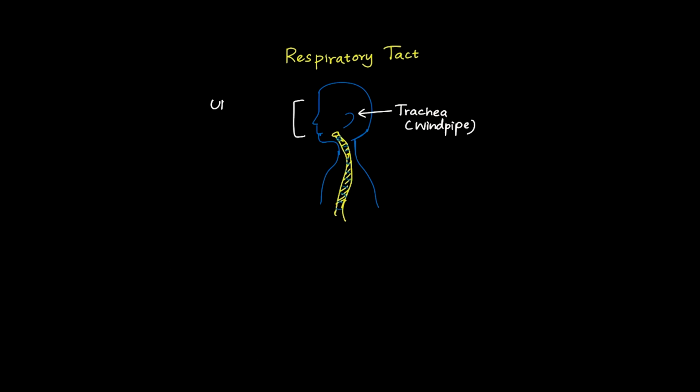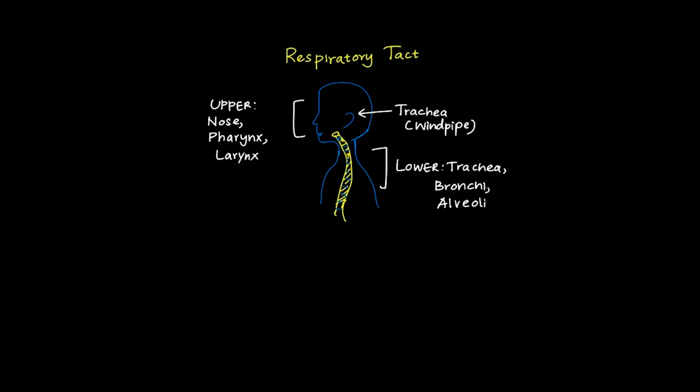The respiratory tract has upper and lower divisions. Upper includes the nose, nasal cavity, pharynx and larynx. Lower includes the trachea, bronchi, bronchioles and alveoli. The pharynx is your throat. That's upper tract. The larynx is your voice box, also upper tract. The bronchi branch off from the trachea, but aren't called the windpipe.